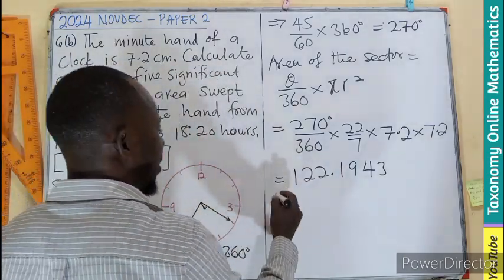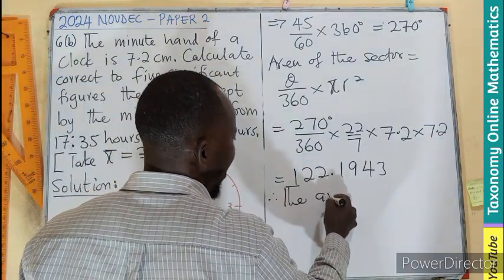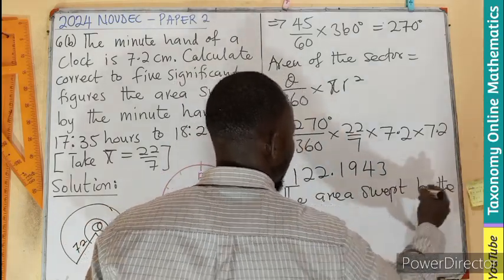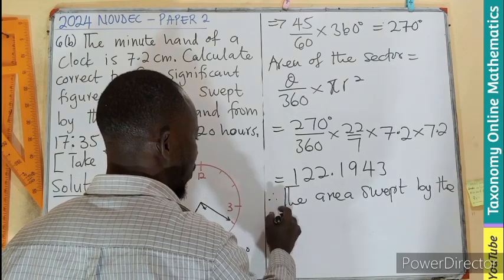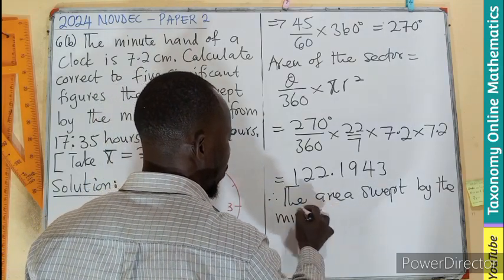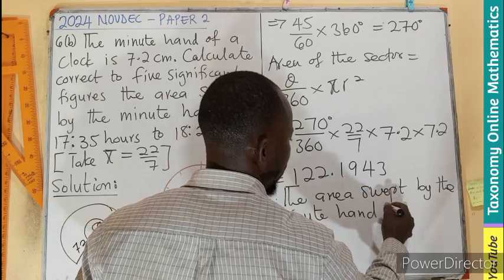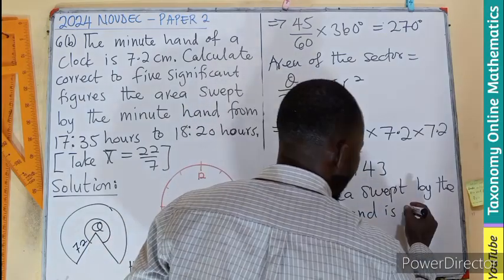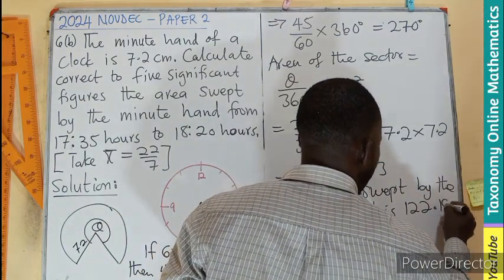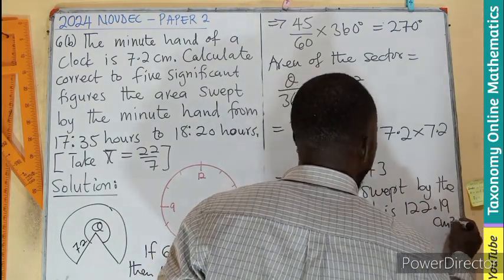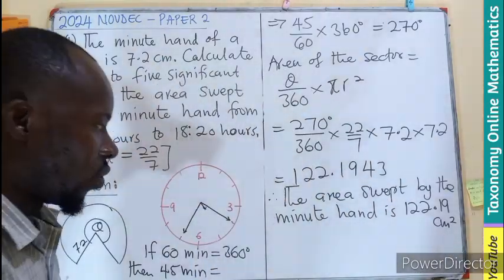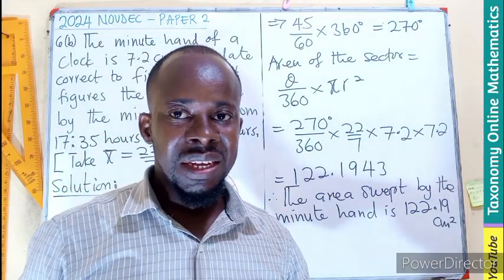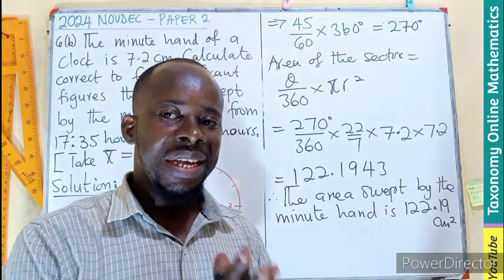So we will say that, therefore, the area swept by the minute hand is going to be 122.19 centimeters squared, since we are dealing with centimeters, right? So 122.19 centimeters squared.